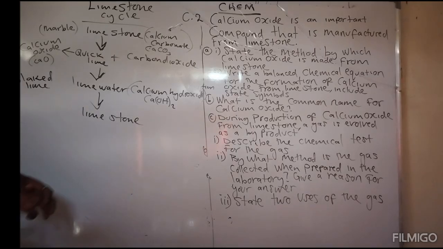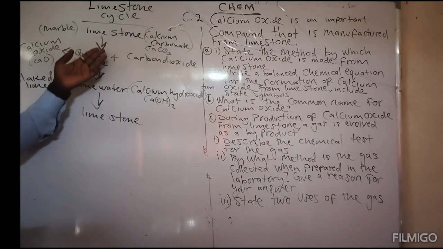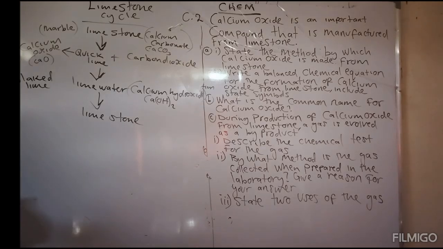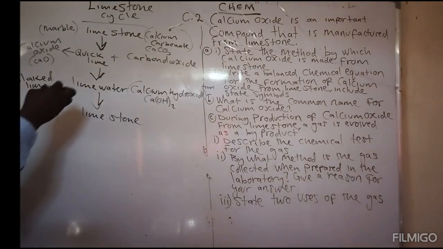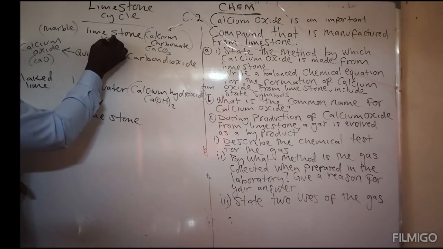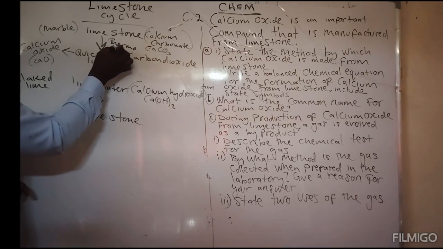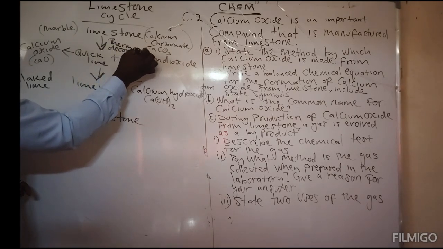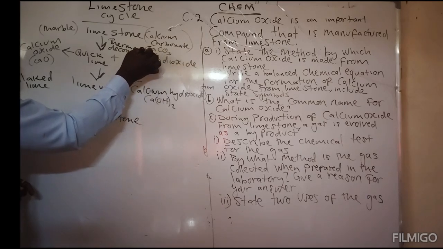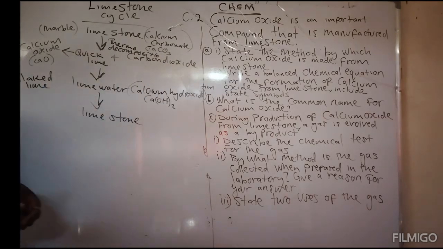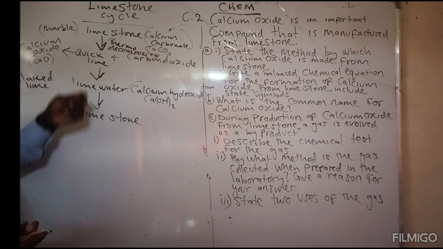But now understand, we have processes. Changing limestone to quicklime and carbon dioxide, the process here is thermal decomposition. Thermal meaning you're using heat to break down limestone.